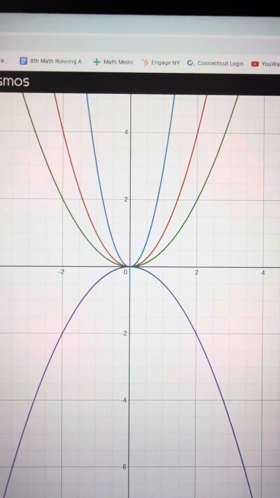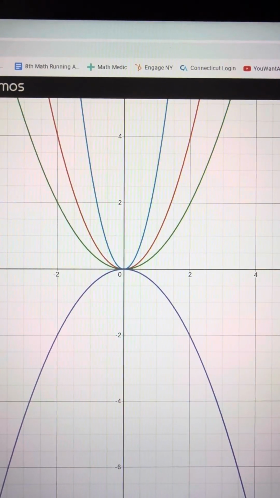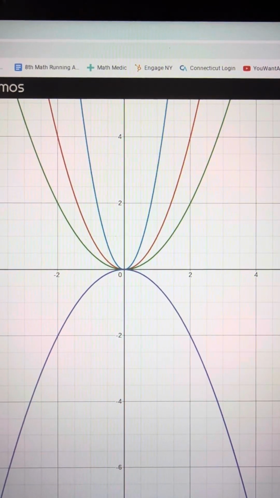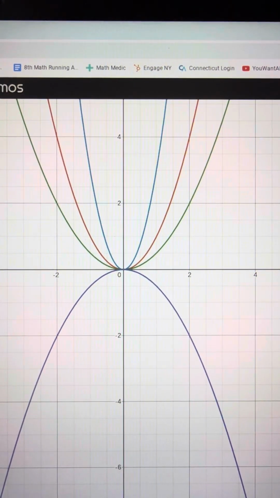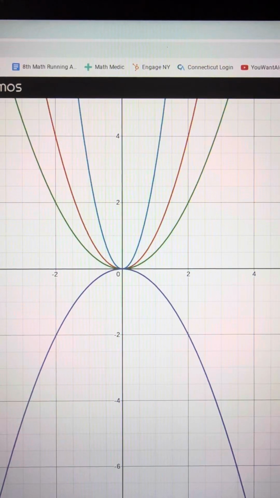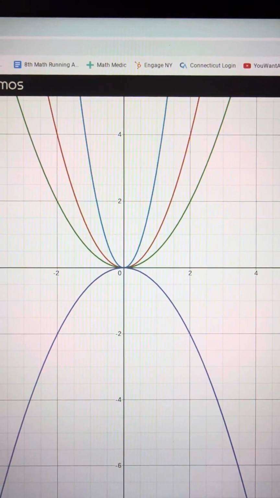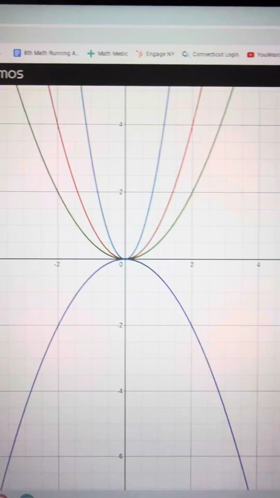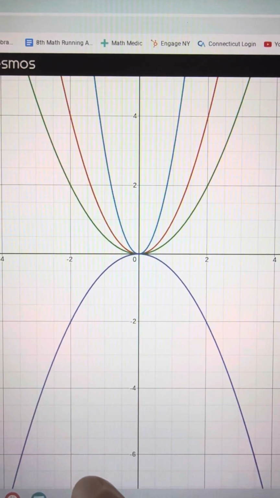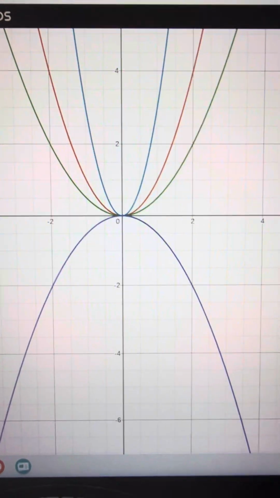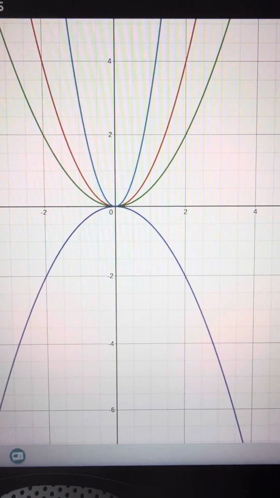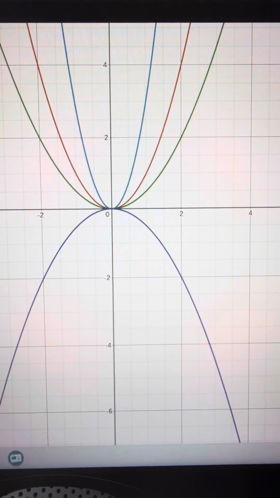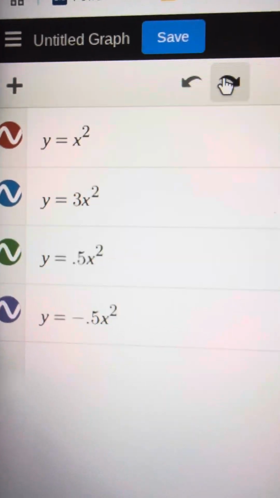Now, when it's negative, it does the same thing as far as the 3: if it's bigger than 1, it doesn't widen it, it skinnies it. It makes it thinner and stretches it out. The negative in front of something, like this negative half x squared over here, actually just flips it upside down. So that's a reflection. There are different properties that you look at when you're talking about different equations. That's what we're looking at as far as the a values go, so those are the differences with the a values.